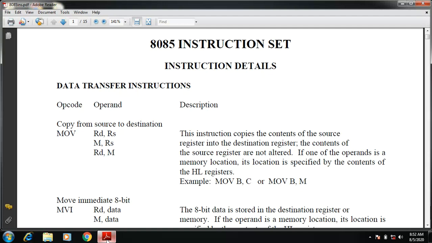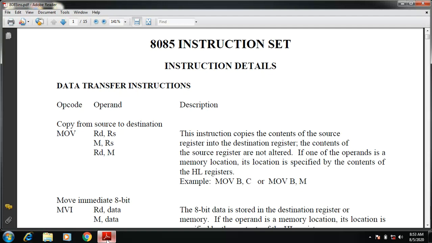So data transfer means the data can be moved, exchanged, loaded and stored, etc. That means data transfer instructions include move, exchange, load and store. So this is the main task of these data transfer instructions.